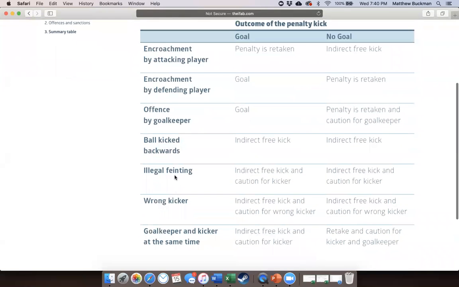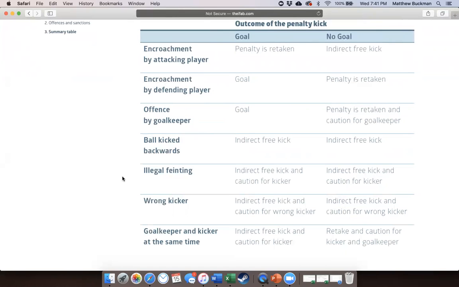Illegal feinting. Now, this is a feint by an attacking player, meaning they run up towards the ball and they pretend to kick it, which puts the goalkeeper off, and then they kick it. If that happens, we have an indirect free kick and we caution the kicker. There's no circumstance where they're allowed to do that and they retake the penalty kick. Now, the threshold we want to use for this, they're allowed to stutter step, stop and start on their way up to the ball, but once they get to the ball, they must kick it. That's the threshold we want to use.